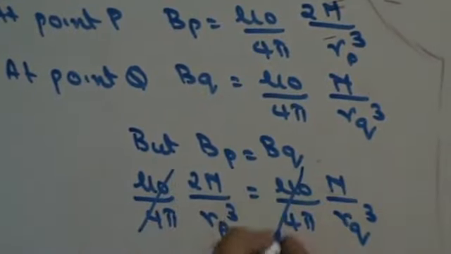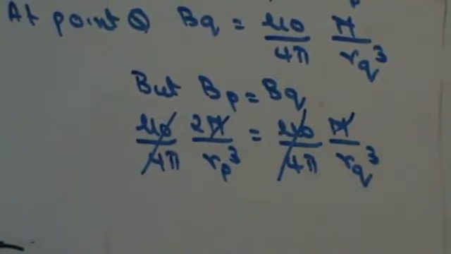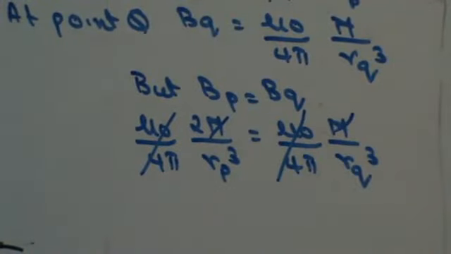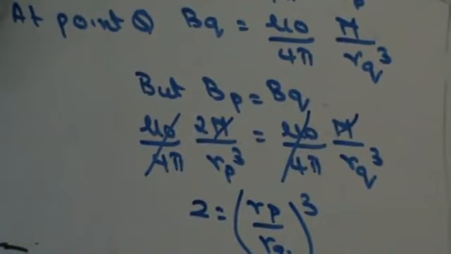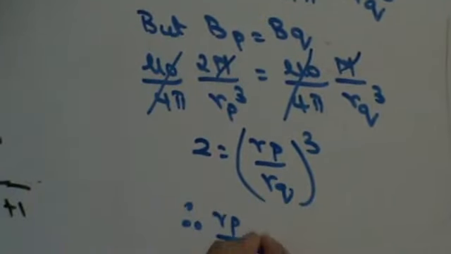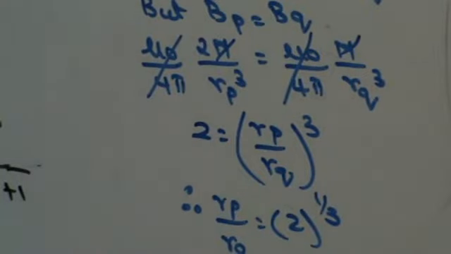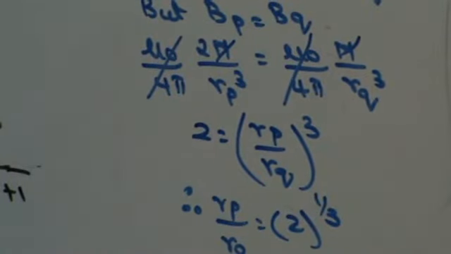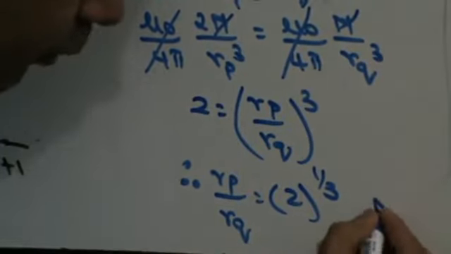So mu 0 upon 4 pi gets cancelled, m and m get cancelled, in which case I'll get 2 is RP upon RQ the whole cube. Therefore I can say that RP upon RQ is nothing but the cube root of 2. How do you find this out? Find log of 2 divided by 3 and find the anti-log of that. You should get the answer. The answer for this should be 1.26.